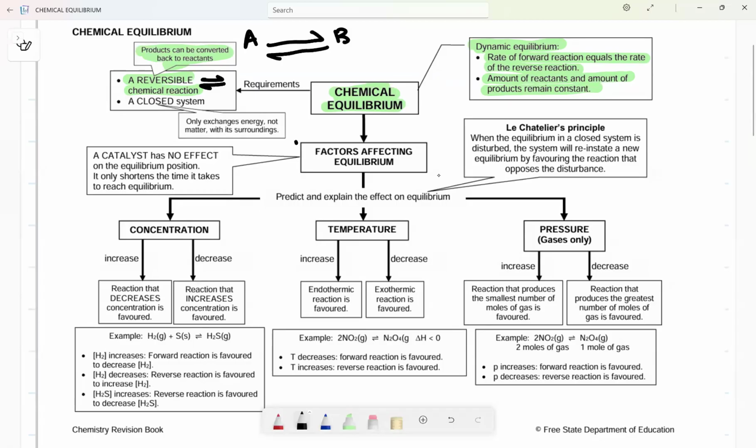Then the second one we need is a closed system. Now, what do we mean by a closed system? A closed system, they say, is a system that only exchanges energy, not matter, with its surroundings. What do we mean now? They exchange energy. Remember, I said I won't be saying it is a closed system. It only exchanges energy, not matter, in surroundings, and move on.